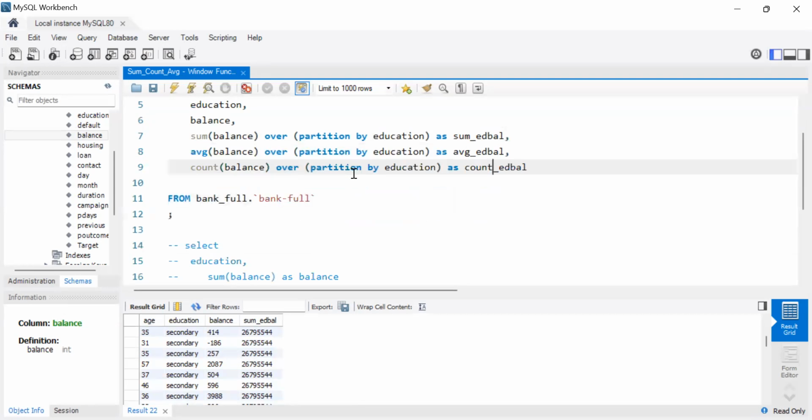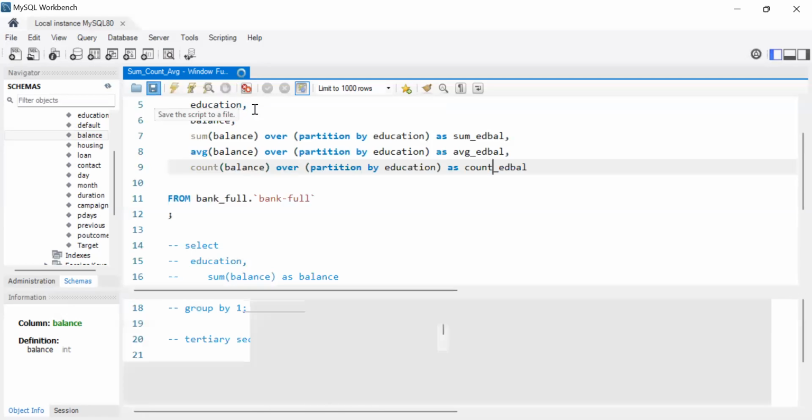The only difference is, of course, we all know how average and count work. In case you're not familiar with these aggregate functions, please feel free to check out the video that I already created on the various aggregate functions. But here it will just give us the average balance per category, so that's secondary, primary, tertiary, and unknown. Then it will give us the count of how many people fall under secondary, primary, tertiary, and unknown. So let's run that.